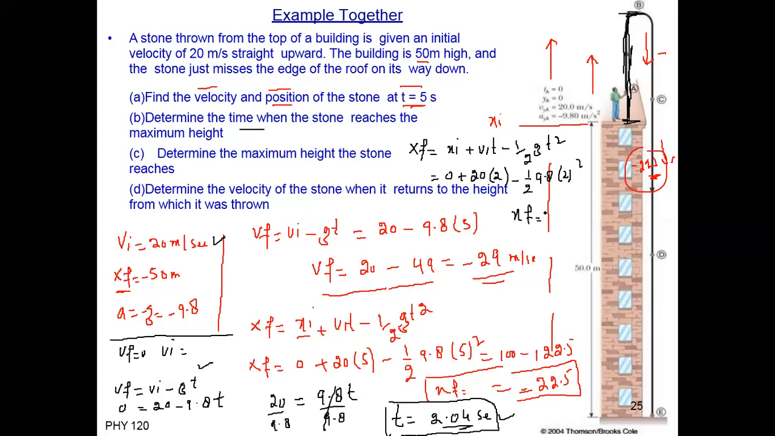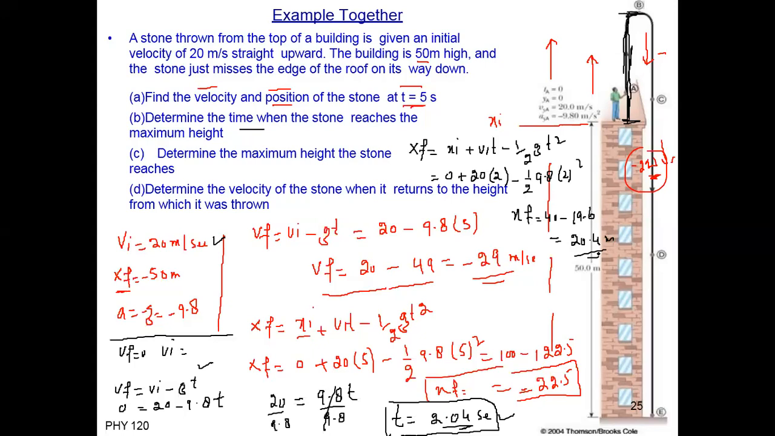So xf is equal to what? 20 multiplied by 2 is 40 minus 2 square is 4. 4 multiplied with 9.8 and then divided by 2 equal to 19.6. So 40 minus 19.6 equal to what? 20.4. So 20.4 meters. This is the maximum height the body reached.